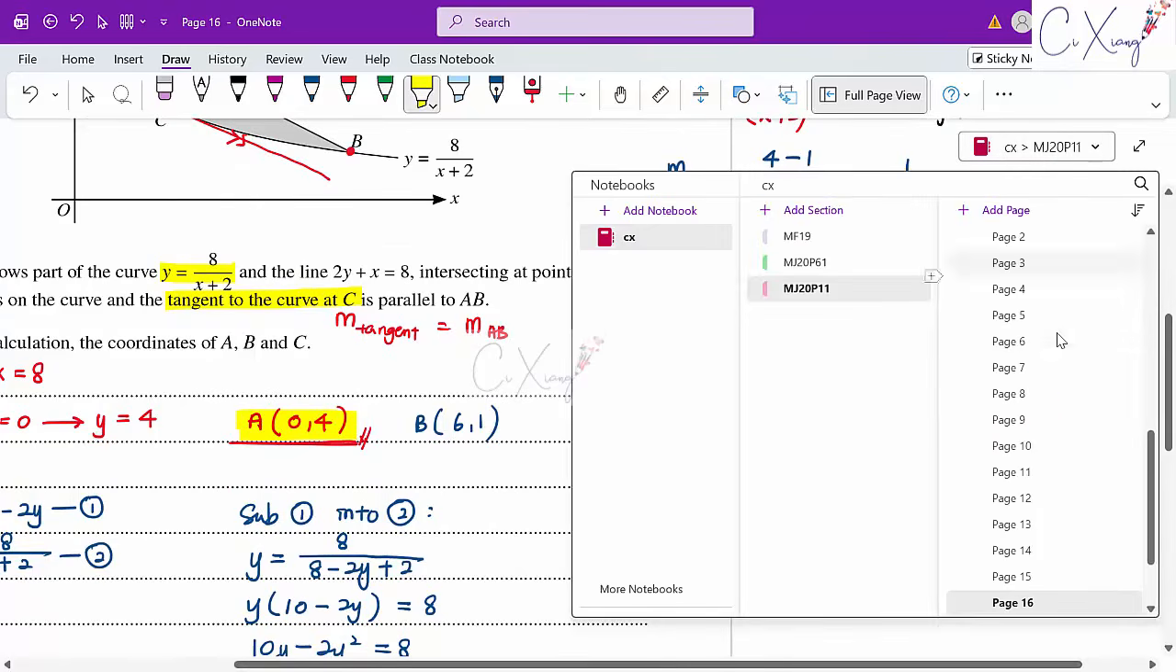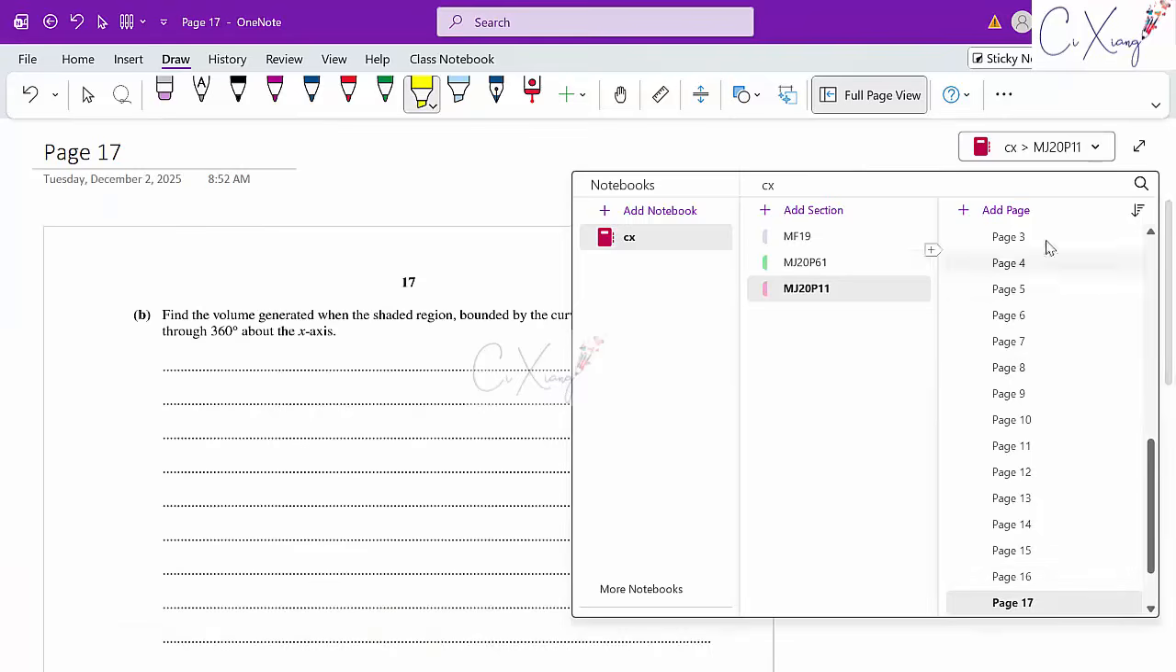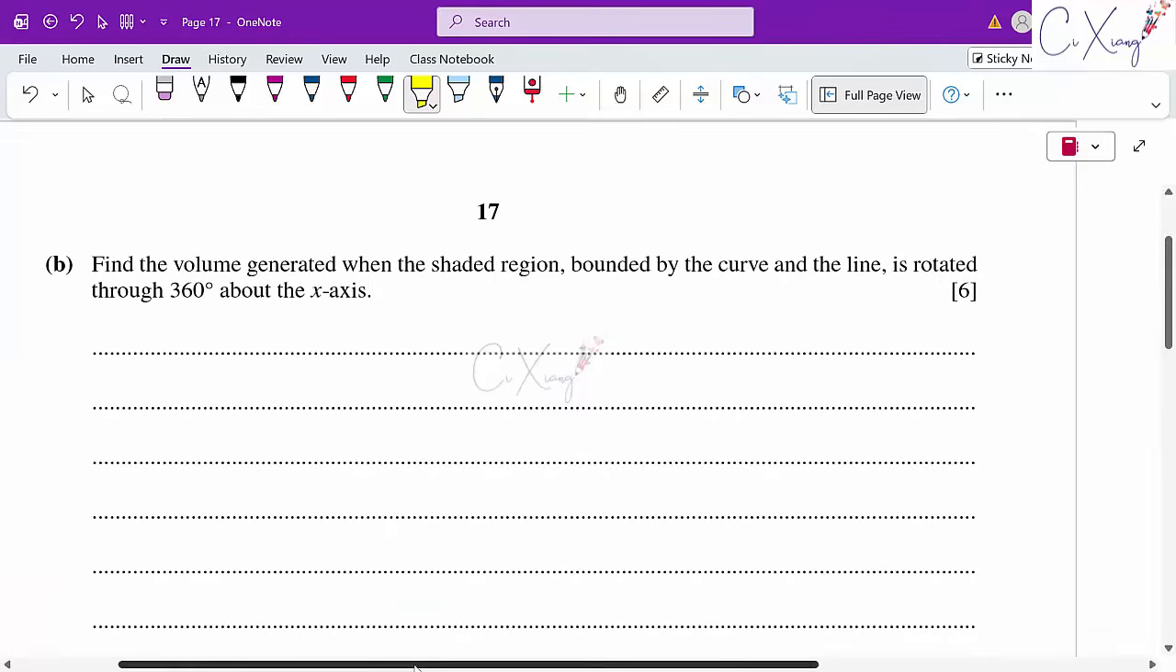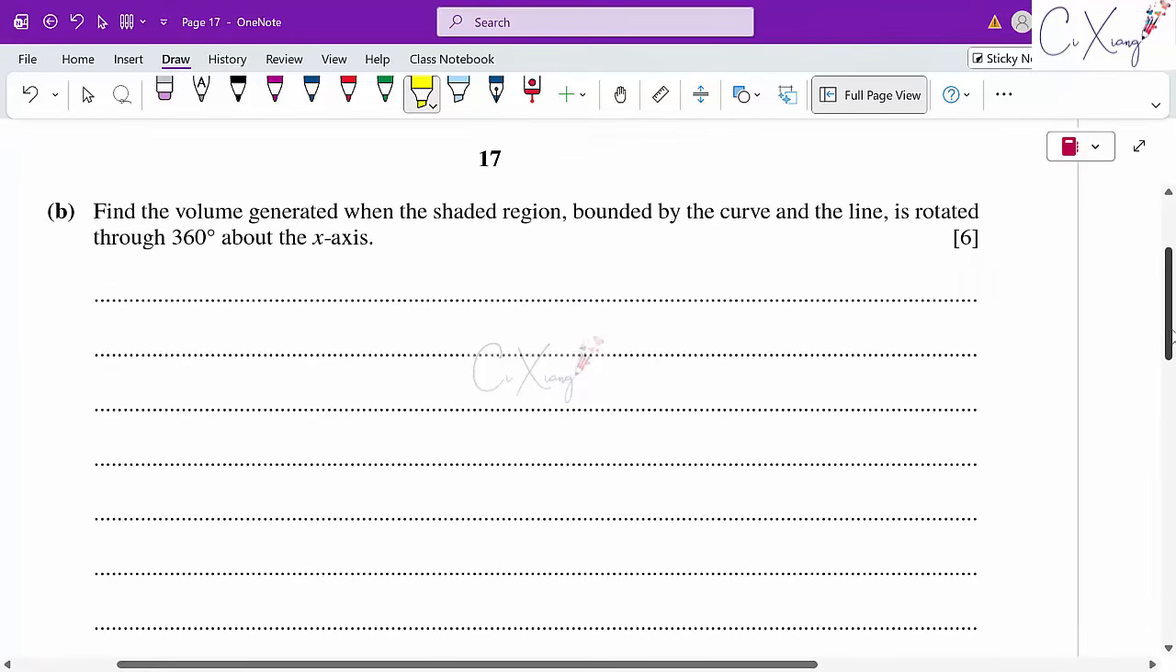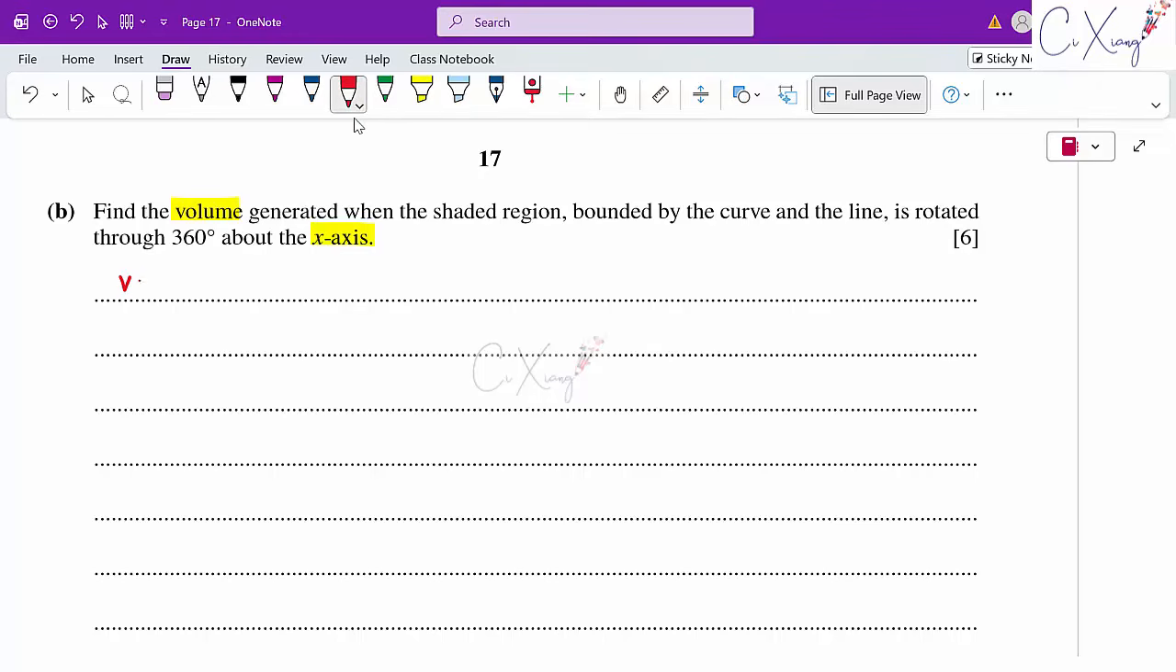And let's continue to part B. Now they want you to find the volume generated. Highlight the keyword volume: the shaded area bounded by the curve and the line is rotated through 360 degrees about the x-axis. So x-axis means that you are going to use integration to find the volume, right? And the integration must be using dx. So you should have pi y squared dx as the general formula here.